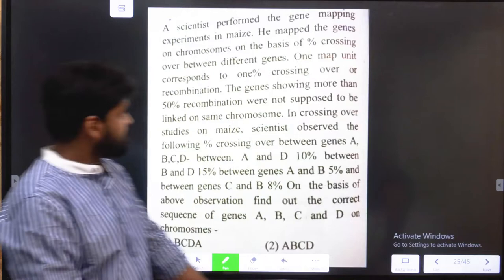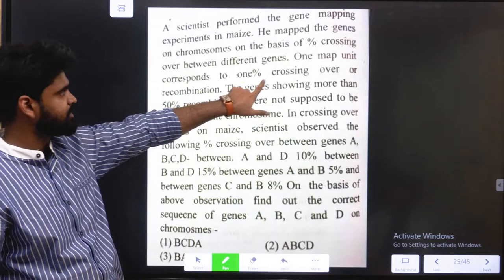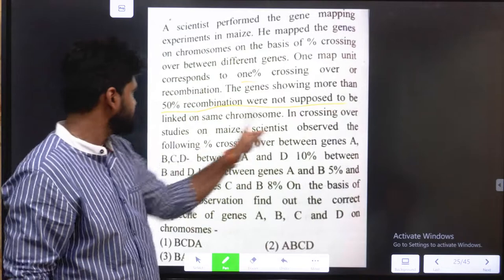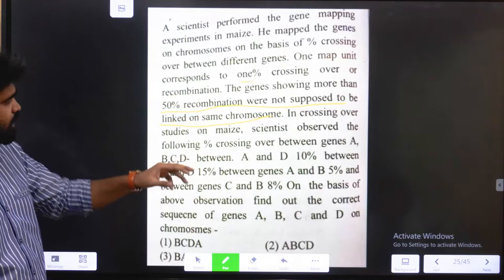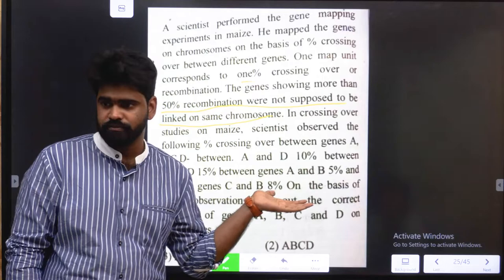A scientist performed a gene mapping experiment in maize. He mapped the genes on the chromosome on the basis of percentage crossing over between the different genes. One map unit corresponds to 1% crossing over and recombination. The genes showing more than 50% recombination were not supposed to be linked on the same chromosome. I told you more than 50% is never possible. In crossing over studied in maize, scientists observed the following percentage between A, B, C, D. Percentage AD is 10%, BD. This year only you will get this question. So, alignment of different genes A, B, C, D.